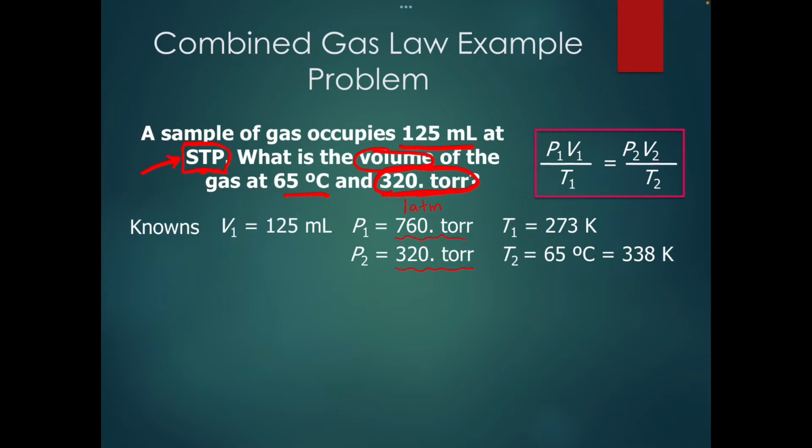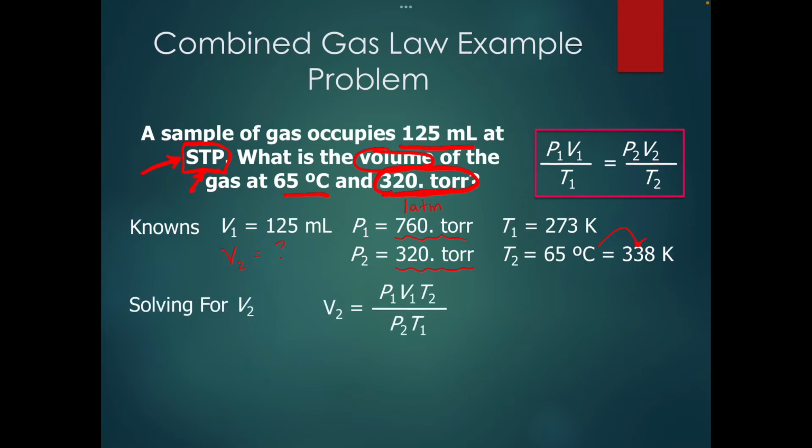And then our initial temperature is our standard temperature, so that's 273 Kelvin. Remember on the last slide, I told you that standard temperature is 0 degrees Celsius, but we can't use Celsius, so we use it as Kelvin. Our T2 is 65 degrees Celsius, so we add 273 and we'll get 338. And again, we're solving for V2.